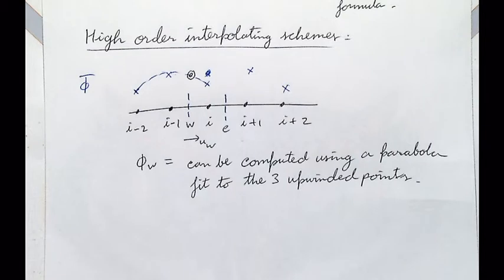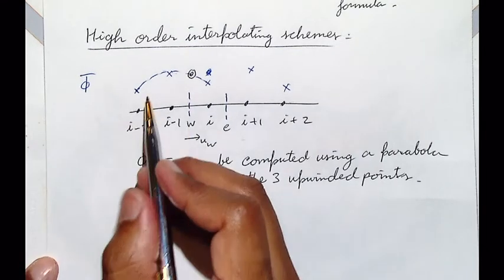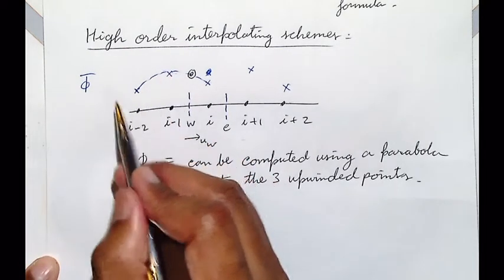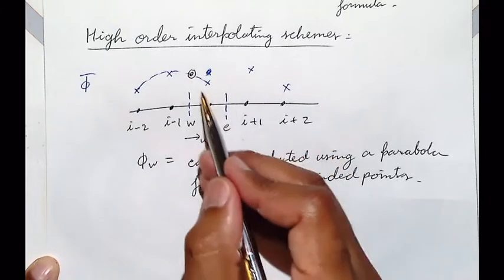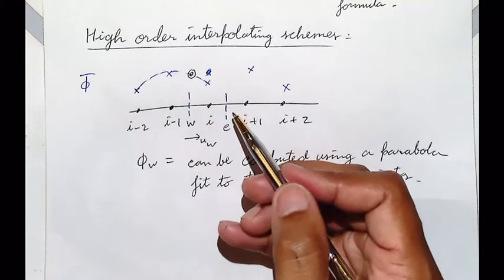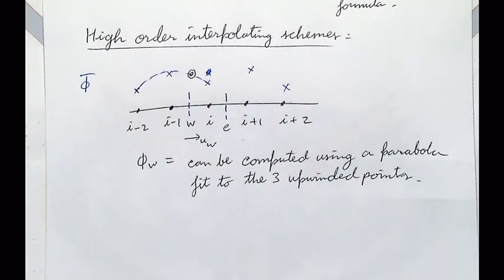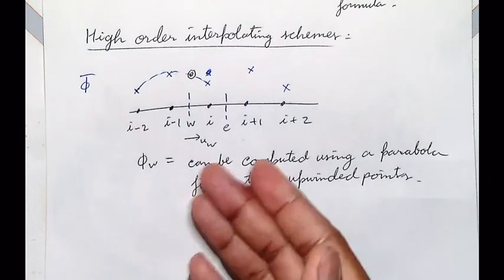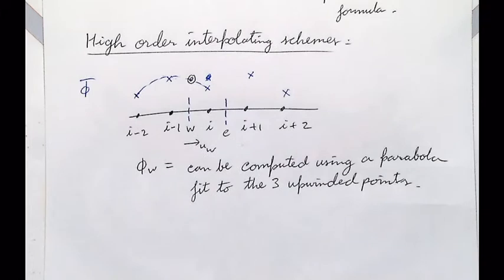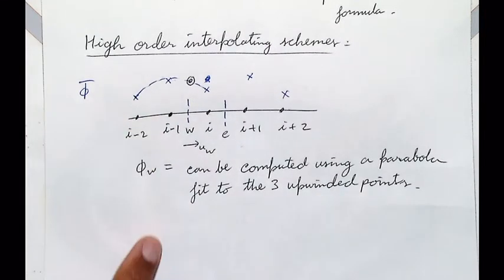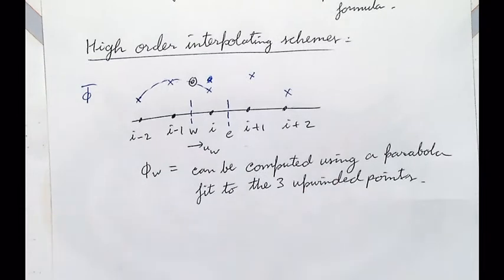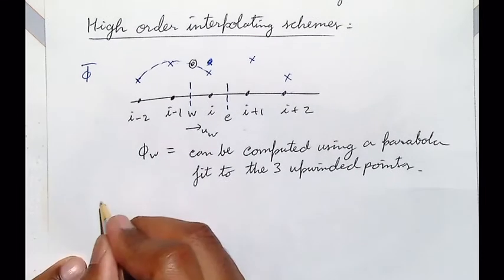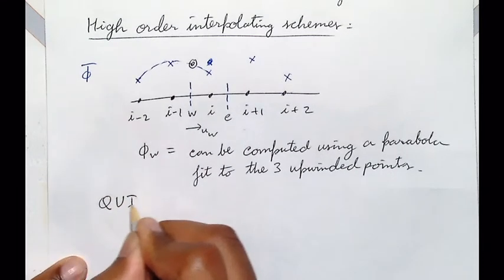See, if I said use 4 points, then it would be a centered stencil. 2 to the left of the face, 2 to the right of the face. But we know centered stencils always cause trouble when doing pure advection. So we are going with high order upwinded interpolation. Okay, and this exact scheme is called QUICK. It's a very popular scheme.